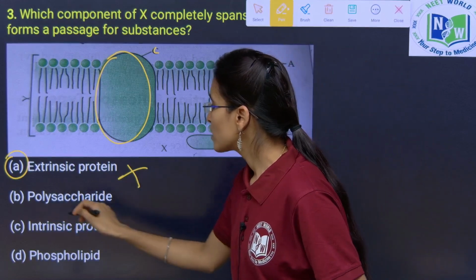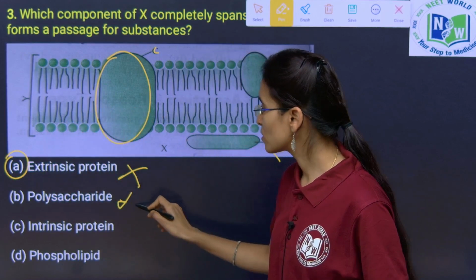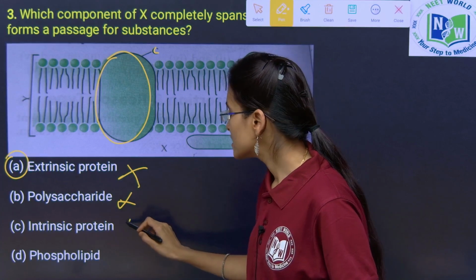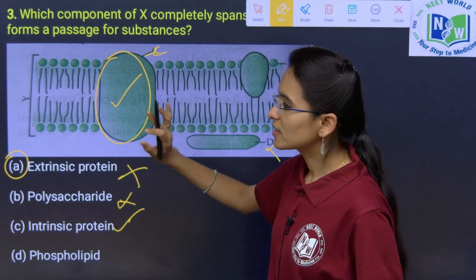Next, polysaccharide. These are actually sugar molecules. These are also not involved here, so it is also a wrong option. Next, C is intrinsic protein. Yes, C is intrinsic protein. This is the correct one.